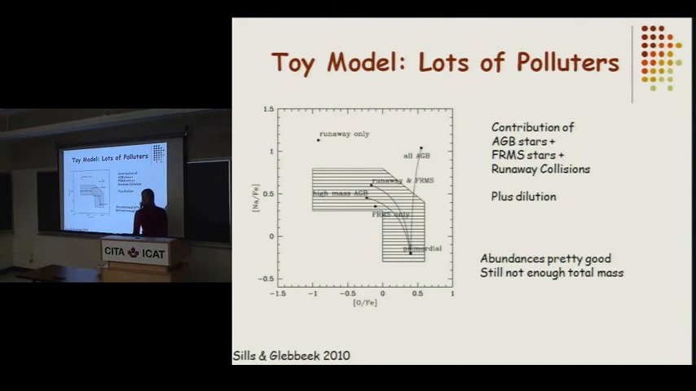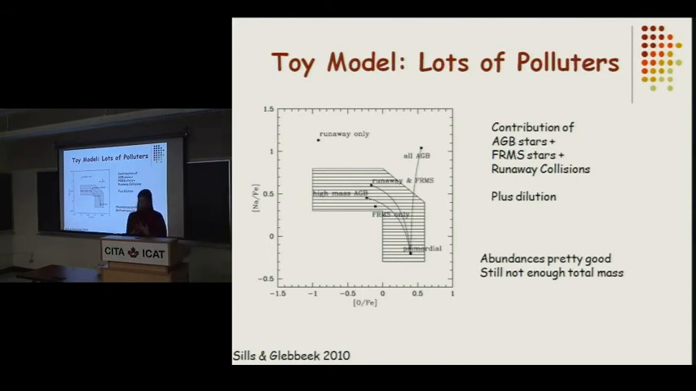Woohoo! Super low oxygen, super high sodium, exactly what we needed. This is my sketch around the box of the observations. These are dilution models. There's the primordial abundance. And there's the runaway plus the massive stars and so on. The answer was the abundances work, but the masses do not.